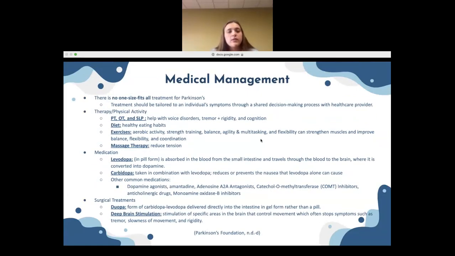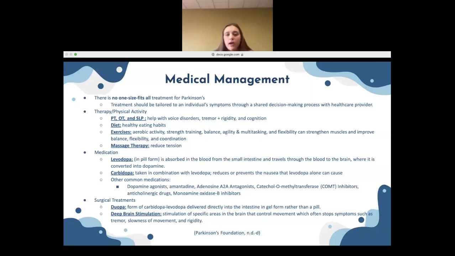For medical management, there's no one-size-fits-all treatment for Parkinson's disease. It's often tailored to an individual's symptoms, and it's a shared decision-making process with their healthcare providers and their team of professionals. There's therapy and mostly physical activity as a modality, such as PT, OT, and SLP, which help with voice disorders, tremor, and cognition, as well as we promote diet, which is just healthy eating habits, which will also be discussed in the precautions slide ahead.